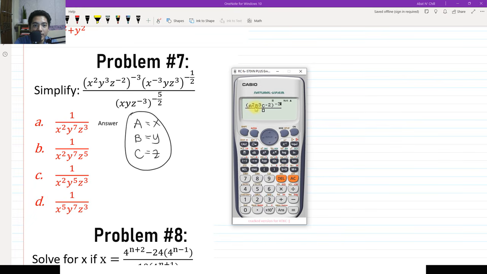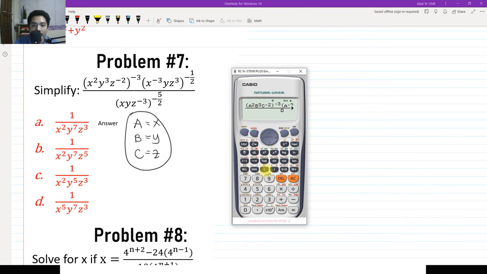So we have x squared, y cubed, z raised to negative 2, and all of them are raised to negative 3 as shown in the problem. So we have again x raised to negative 3, alpha a raised to negative 3, and then we have y, which is alpha b, and then z, which is alpha c raised to 3. And then parenthesis, click the exponent here, and then we have negative 0.5. 0.5, 1 half, still the same.